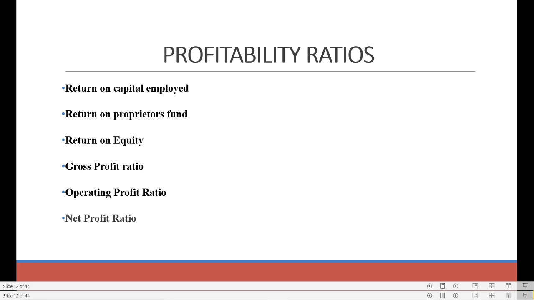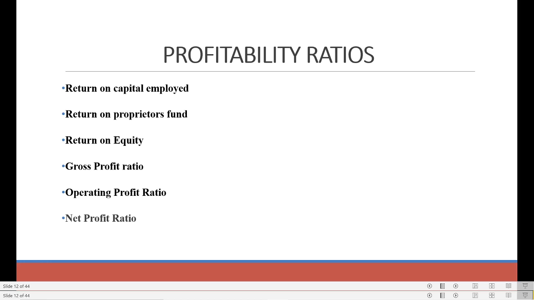Next comes return on proprietary fund. Proprietors, you all know, means owners, the shareholders. So this is at a little lower level. Here we are considering only shareholders' funds, that means owners' funds. If I am putting this much amount as owners' fund, what will I get as a return? That is return on proprietors' fund.